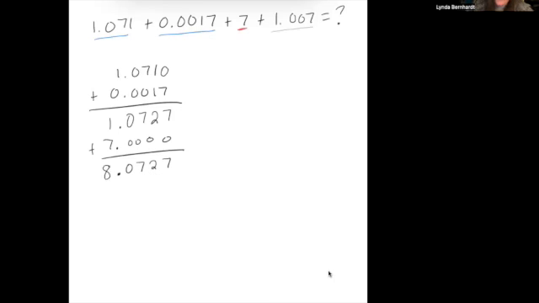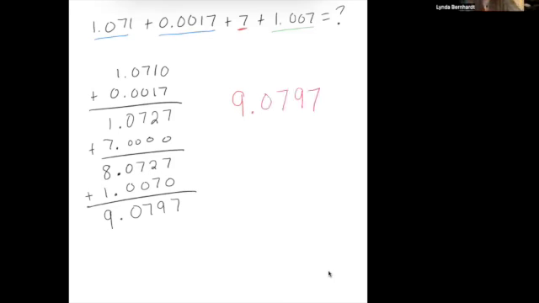Now we add this number, plus 1.0070. I put the 0 there to make sure we're matching, because we want all of them to have the same number after the decimal so we don't lose anything. So now 7 plus 0 equals 7. 7 plus 2 equals 9. 7 plus 0 equals 7. We still have a 0 here, and now a 9. So this answer should be 9.0797.